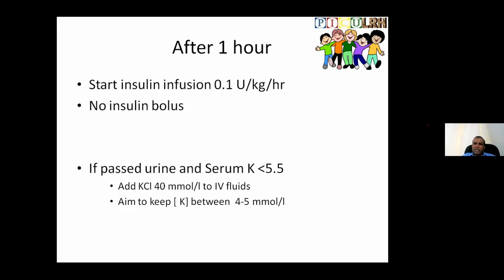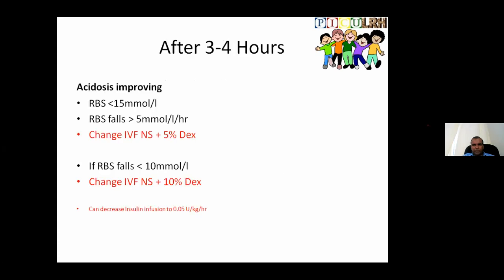The potassium will shift from the extracellular to the intracellular compartment, so it will drop your potassium level in the extracellular compartment. To prevent that, you are giving potassium, irrespective of the total body potassium level. So if the potassium is less than 5.5 and the child has passed urine, you have to use 40 millimoles per liter of fluid. That's the concentration. Basically, we are adding 20 millimoles to each pint. The aim is to keep potassium between 4 and 5.